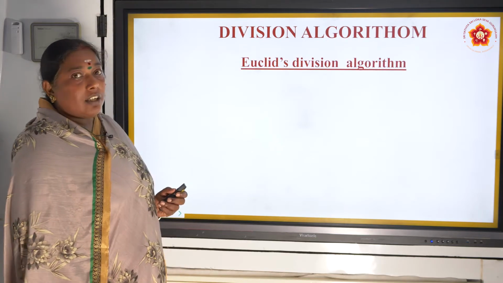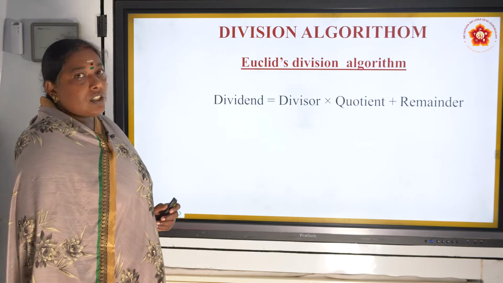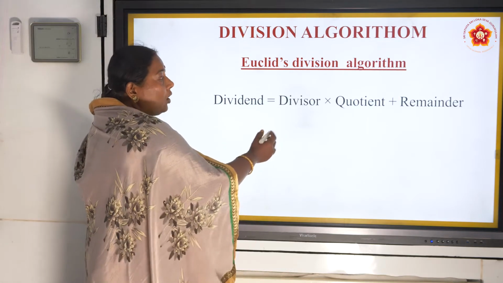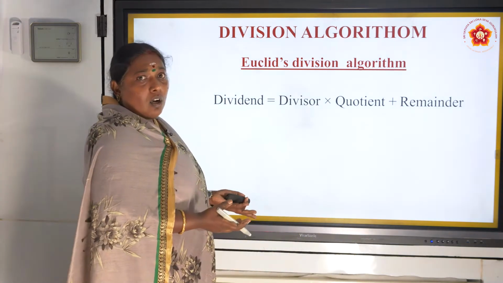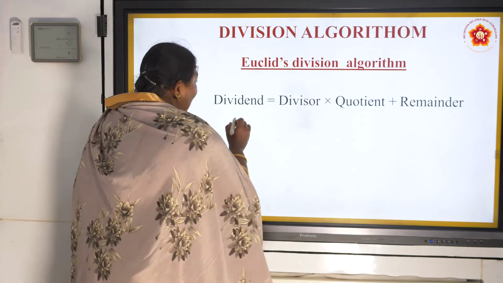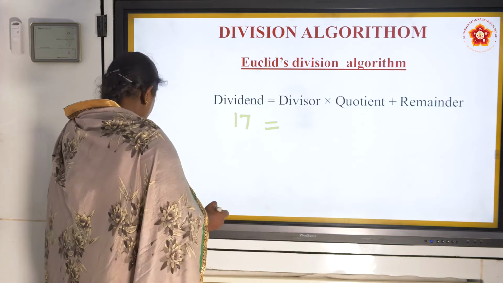So in that you would have heard Euclid's division algorithm. So what is Euclid's division algorithm? Dividend is equal to divisor into quotient plus remainder. Yes, we know already. So if I have 17, what will be my answer?